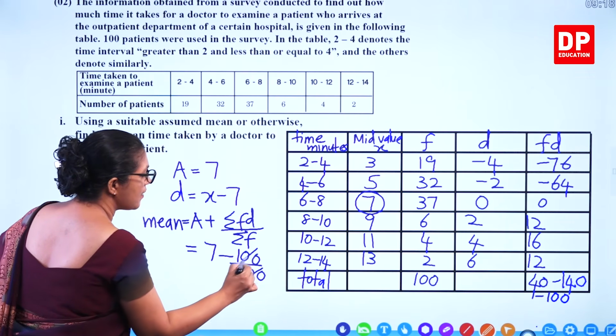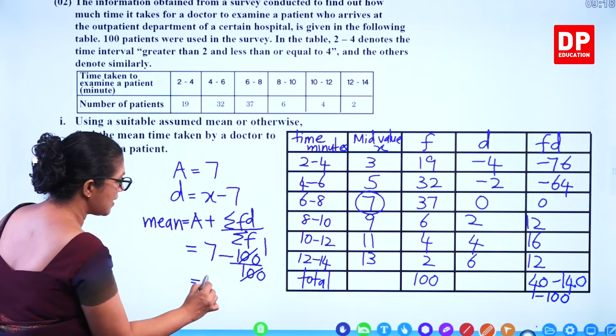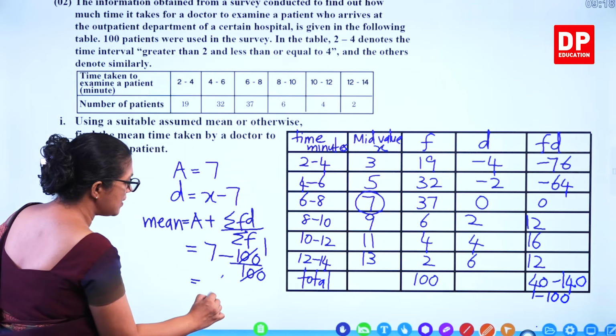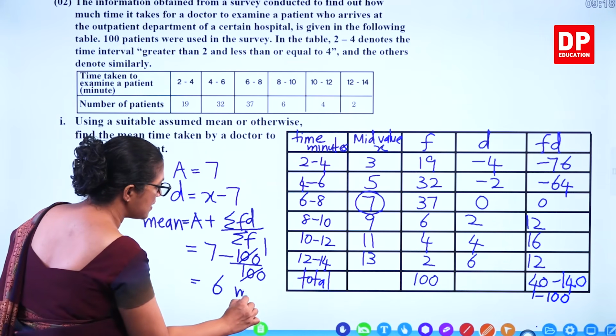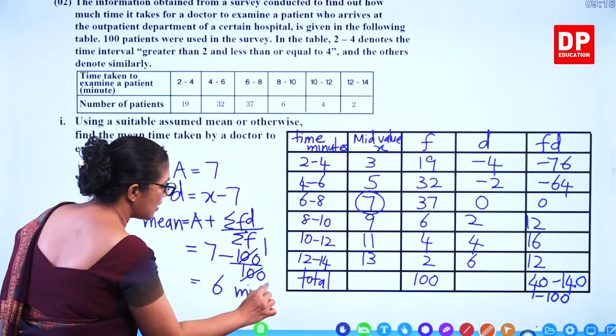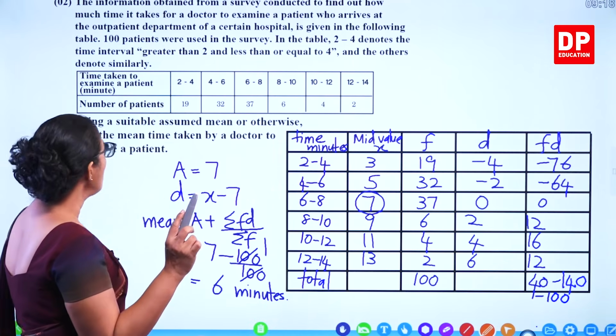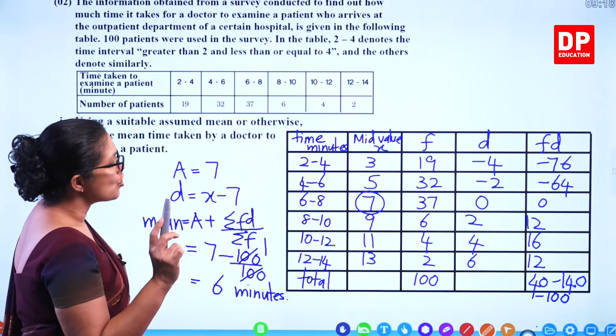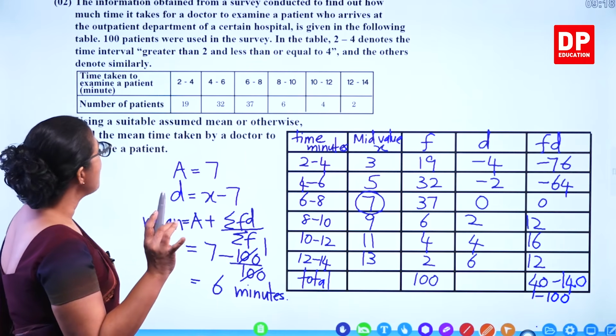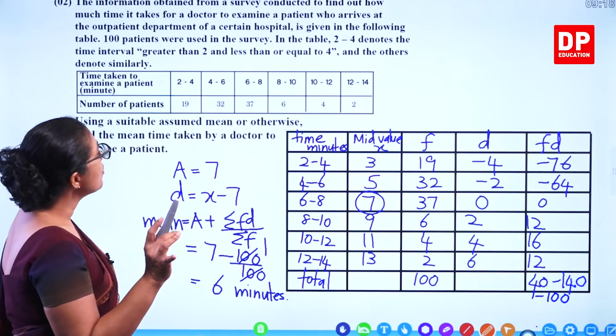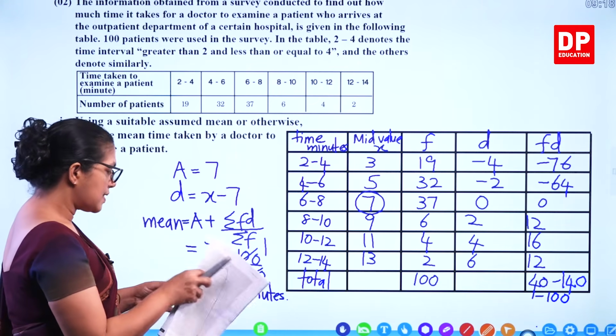So 100 and 100 get cancelled out. You get 7 minus 1, which means 6. So that means the doctor takes 6 minutes to examine a patient. So that's the mean value. So we'll see how you get marks for this step.